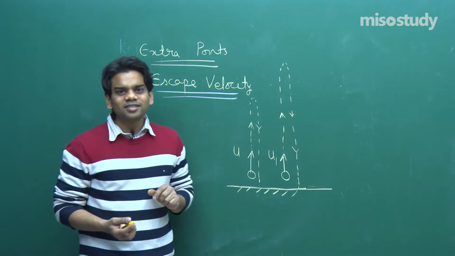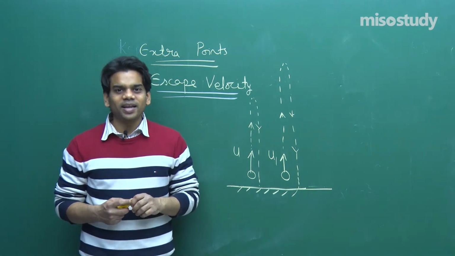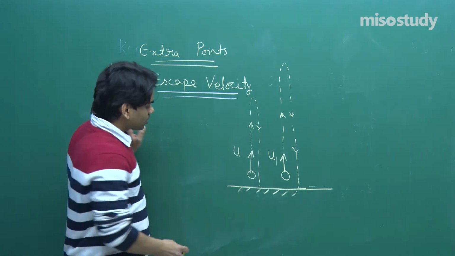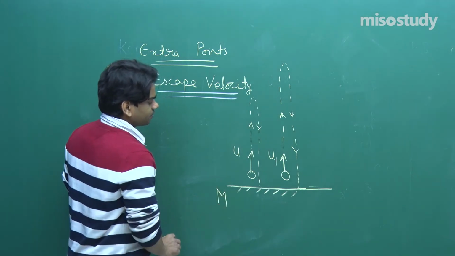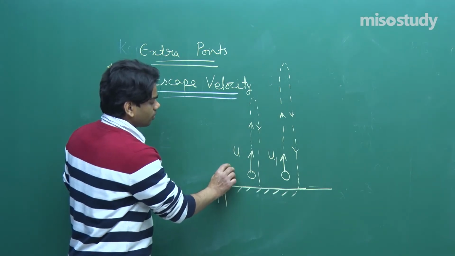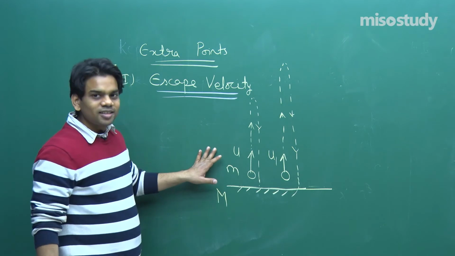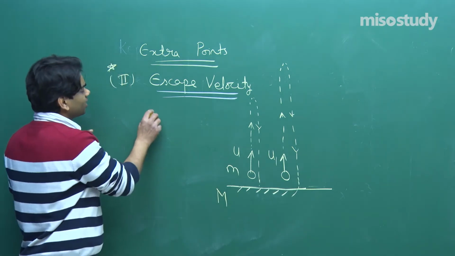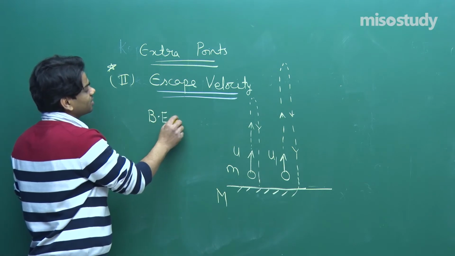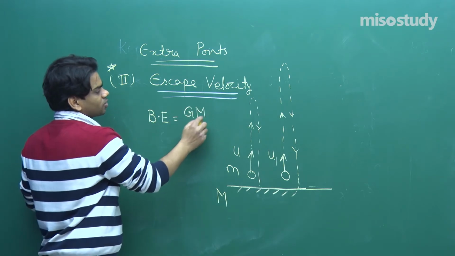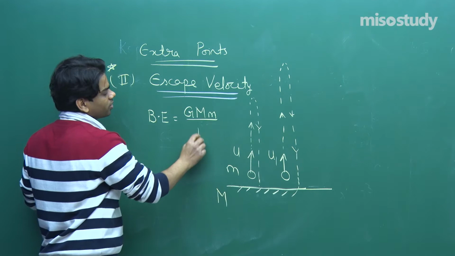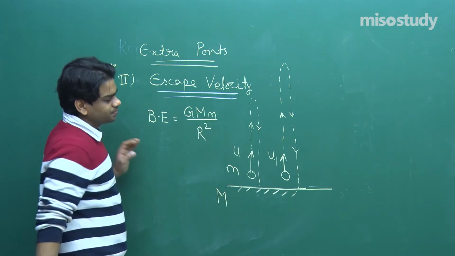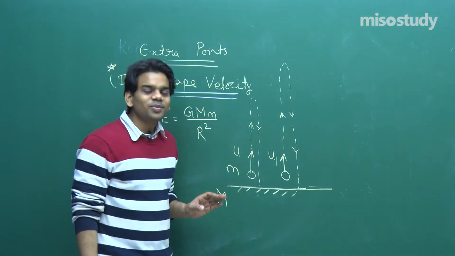Now, the last term that I taught you is the binding energy. Let's say the mass of Earth is capital M and the mass of this object is small m. The energy with which it is bound to the Earth is the binding energy, and that will be G times mass of Earth times mass of the object, upon radius of Earth squared. This will be the binding energy.